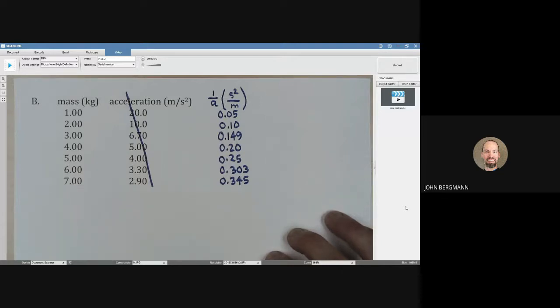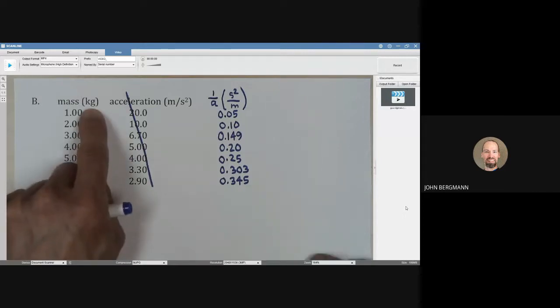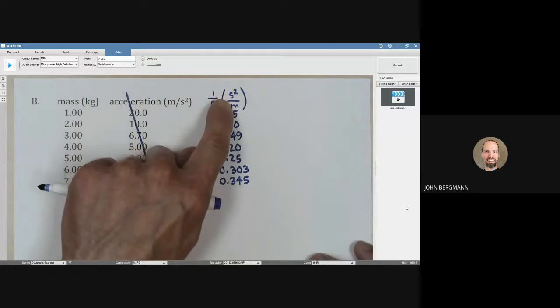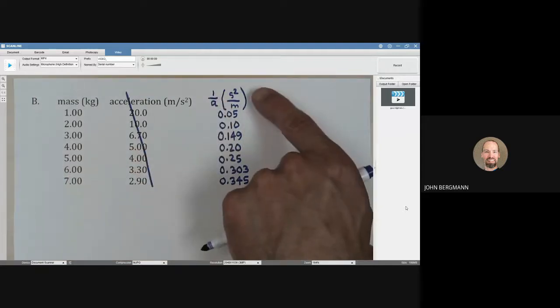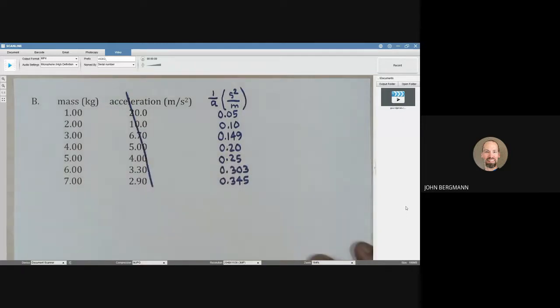Now we need to decide who needs to go in the X values column and who needs to go in the Y values column. And the way you do that is you look at the units and you decide, in terms of physics, does it make more sense to have kilograms on top and this seconds squared per meter on the bottom, or does it make more sense to have this be the rise and the kilograms be the run, right? Because slope is rise over run.